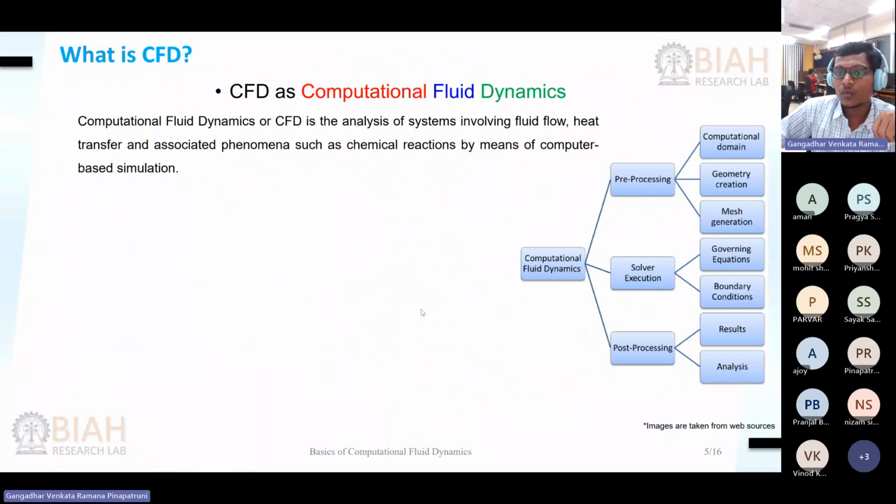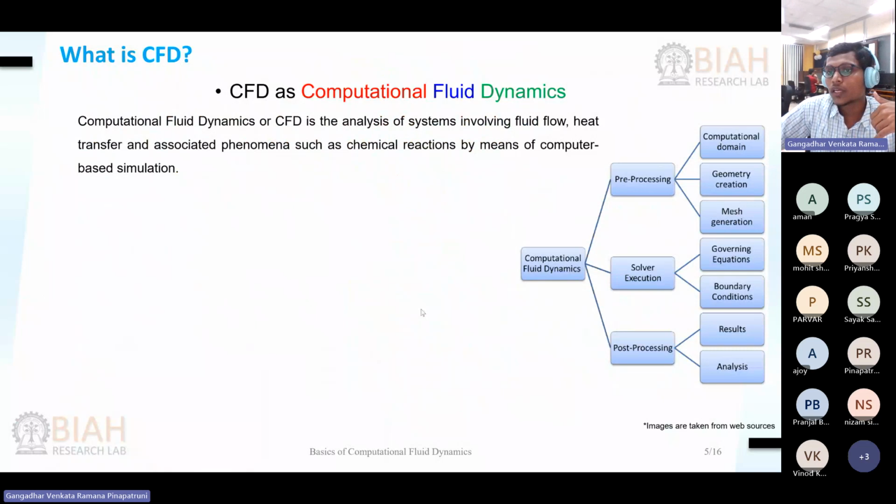So computational fluid dynamics is mainly divided into three sections. One is pre-processing, then solver execution, and post-processing. So what are the subsections involved in these three things? If we just look into that, then you will clearly understand what is this pre-processing, solver execution, and post-processing.